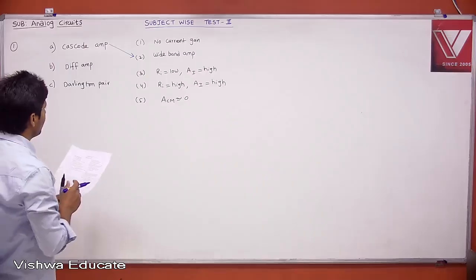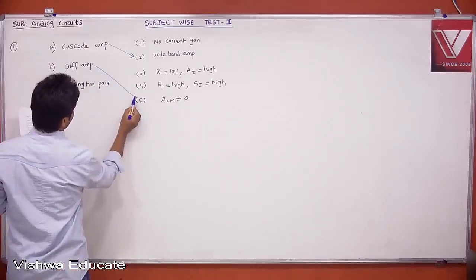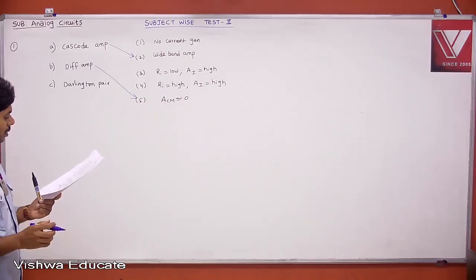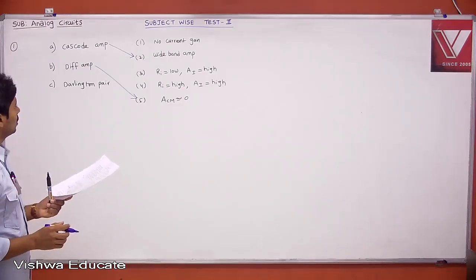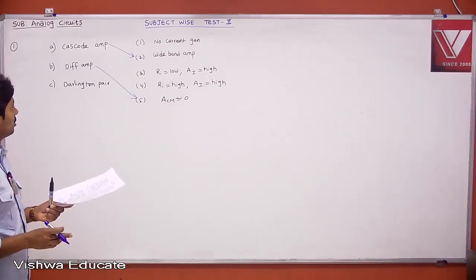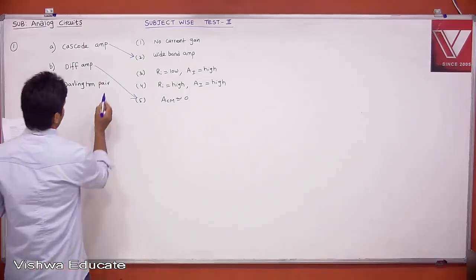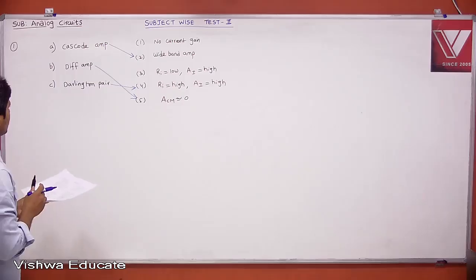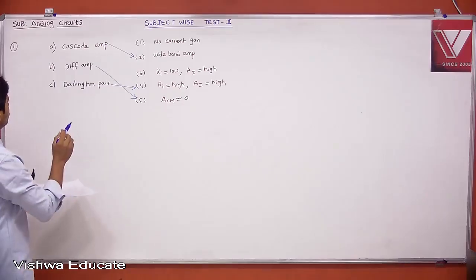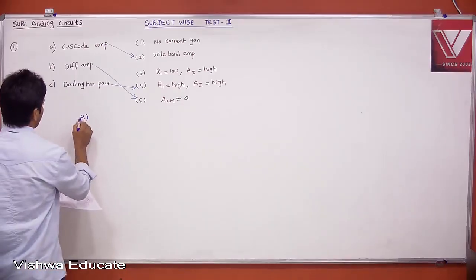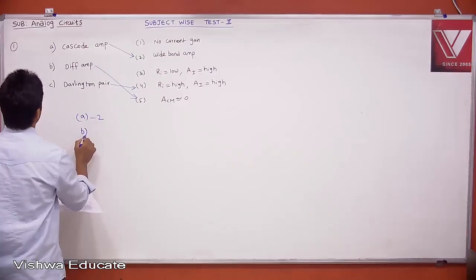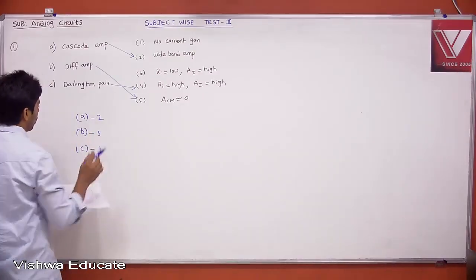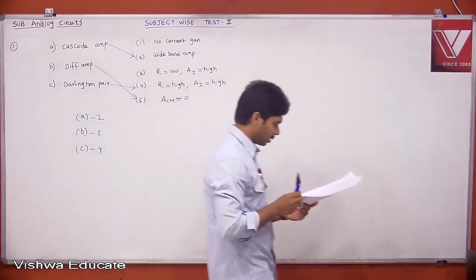And differential amplifier, your common mode signals will not be amplified. That will be almost 0. Darlington pair, your input impedance is high and current gain is also high. Okay, that is the answer. Therefore, A is 2, your B is 5, your C is 4. That is the answer. Okay.